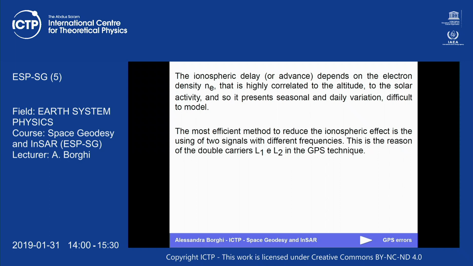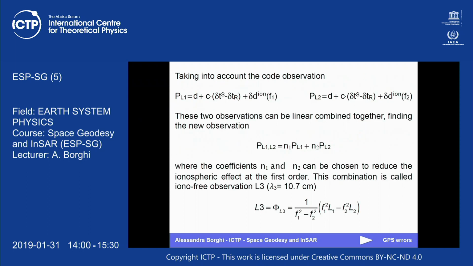This is what we already said: GPS has been designed with 2 frequencies just to take into account this error. So we are going to see what we can do if we have 2 frequencies, 2 carriers. We can combine these observations and find a combination, called the iono-free combination, that reduces the ionospheric error in our observation.